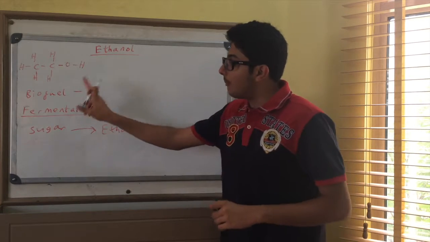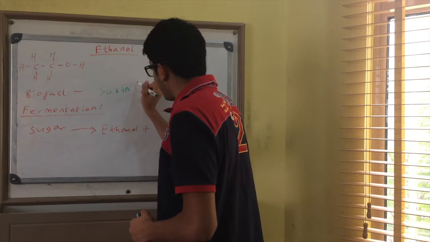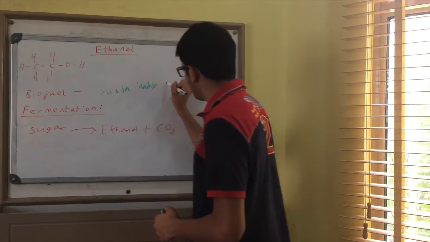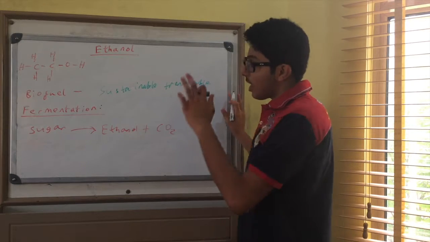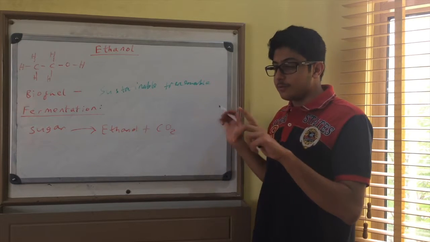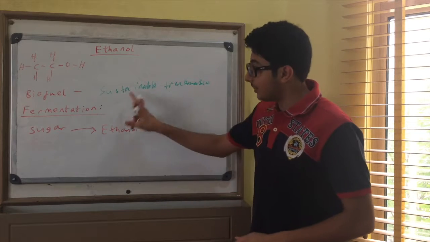Next. Okay, so the last part of this topic is ethanol, and really it's how to make ethanol. First of all, ethanol is a biofuel, which means it is sustainable and renewable. Ethanol is made by two methods, fermentation and dehydration of ethene. We're going to look at fermentation first.